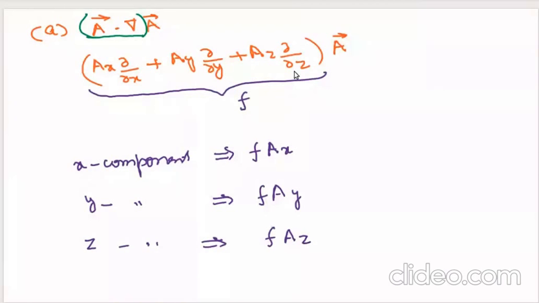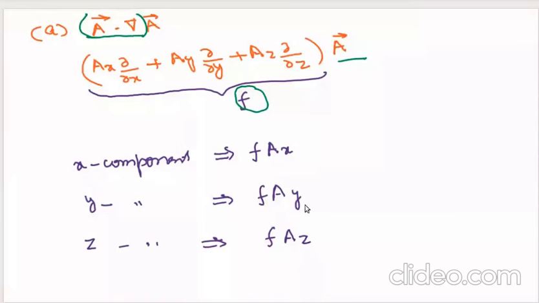So if you assume this term as f, some small f, so the x component will be actually f times the x component of this vector a. So this f ax will be the x component, f ay will be the y component, and f az will be the z component.